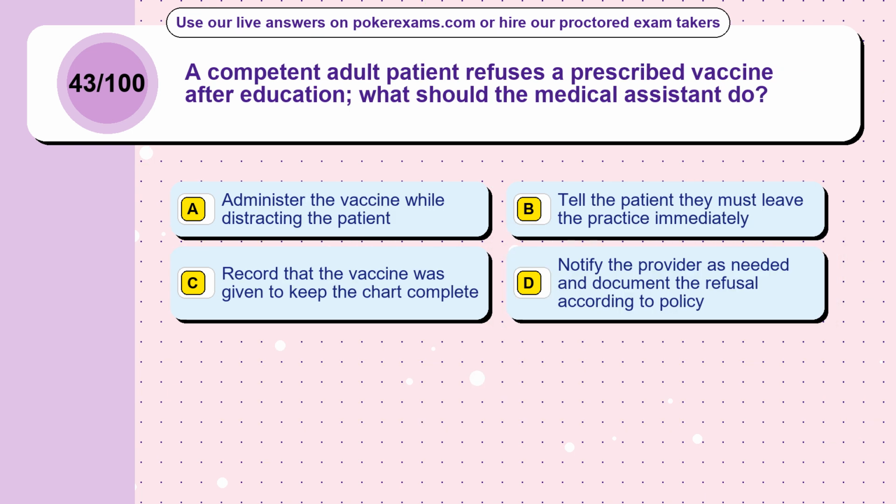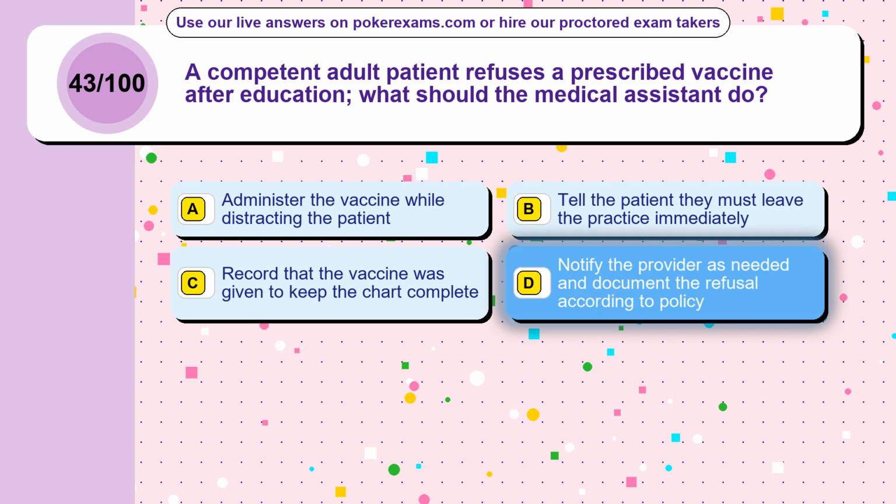Question 43. A competent adult patient refuses a prescribed vaccine after education. What should the medical assistant do? Option A. Administer the vaccine while distracting the patient. Option B. Tell the patient they must leave the practice immediately. Option C. Record that the vaccine was given to keep the chart complete. Option D. Notify the provider as needed and document the refusal according to policy.